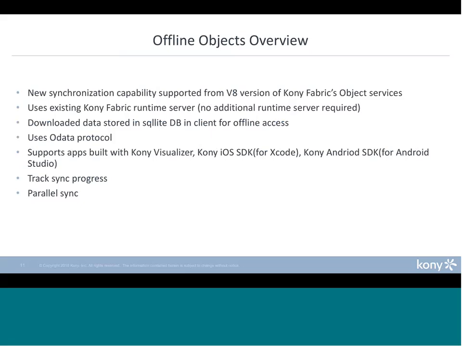So Kony offline objects is built to avoid that and run on existing hardware, and it downloads the data that you need on the device into a SQLite database for offline access. And we are using the OData protocol, which is a standard protocol for querying data, and we follow the same OData protocol on both the client as well as the server, so that we have standard mechanisms for querying your server data as well as your client app, right?